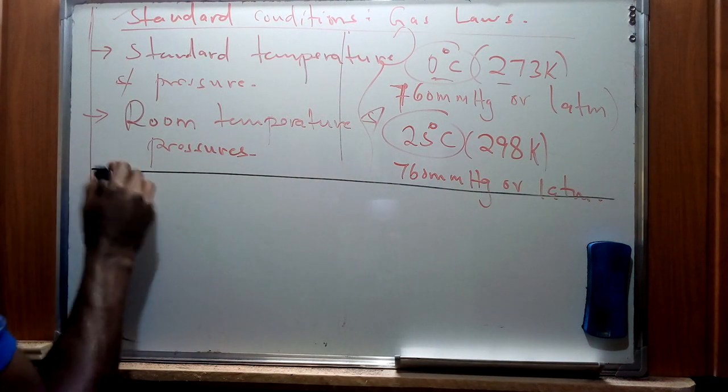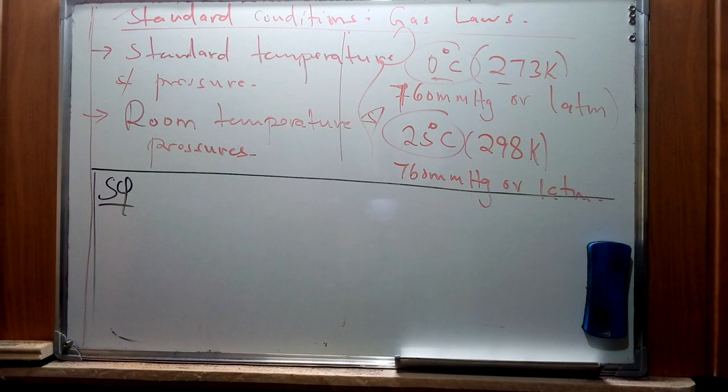So I'm going to read a sample question so that we can figure out how to apply that specific concept of standard conditions under the gas laws. The question says, at 27 degrees Celsius and 740 millimeters of mercury pressure, a sample of nitrogen gas occupies 30 centimeter cubed. What will be its volume at standard temperature and pressure?